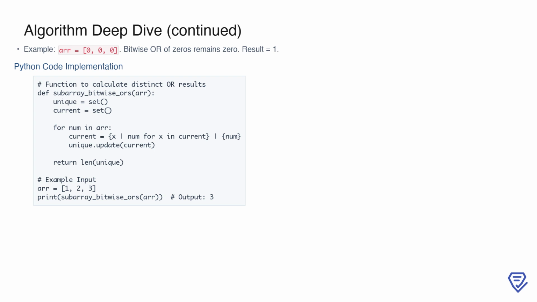The Python implementation of this algorithm is straightforward. We define a function subarray_bitwise_ORs that initializes unique and current as empty sets. For each element in the array, we update current by computing the OR between the current element and all existing values in current, as well as adding the current element itself. Then, we update unique with all values in current. Finally, we return the length of unique, which gives the total number of distinct OR results. For example, inputting [1, 2, 3] into this function outputs 3, as we calculated earlier.